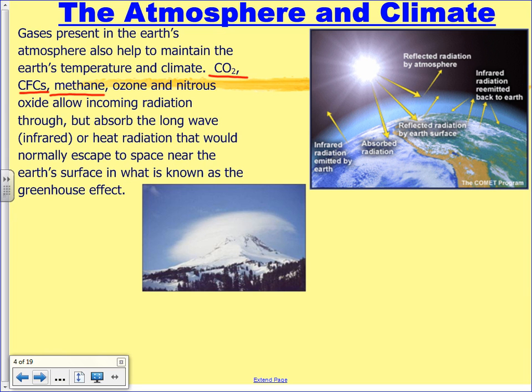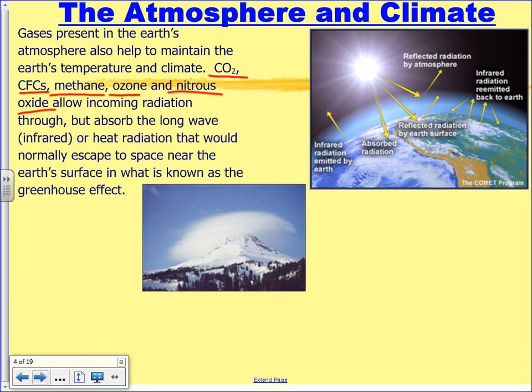Also from types of bacteria called methanogens, and things like that that can produce methane. You and I produce methane. Anything that eats other material for food does produce some methane, and that stuff does collect. Ozone and nitrous oxide allow incoming radiation through, but then prevent it from escaping back into space, acting as a greenhouse effect.